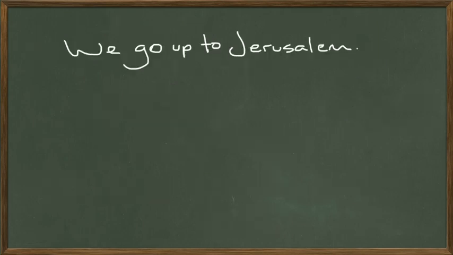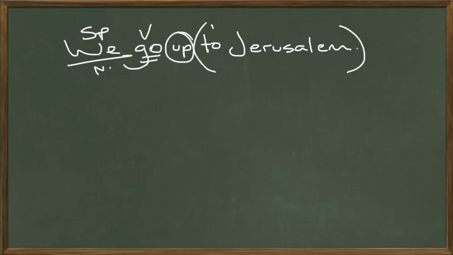When you're talking about cities, the city, or the location, is in the accusative case, usually without a preposition. We go up to Jerusalem. We, subject pronoun, nominative case. What are we doing? We are going. We're going where? We're going up to Jerusalem. To is the preposition. Jerusalem is the object of the preposition. And since this is a city that we are headed toward, it goes in the accusative case without a preposition.